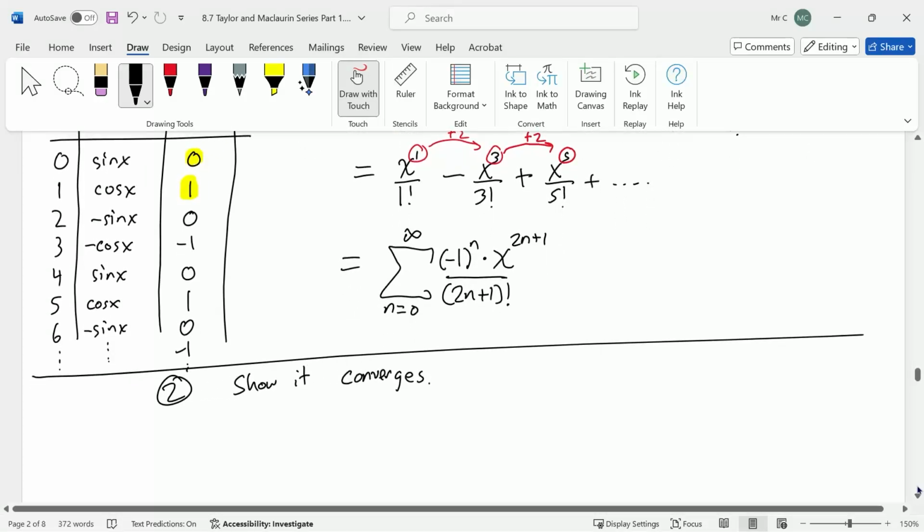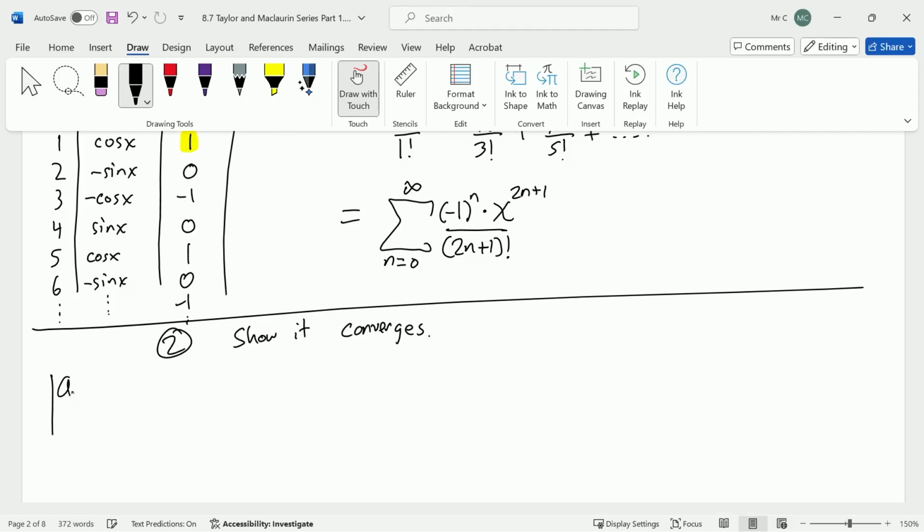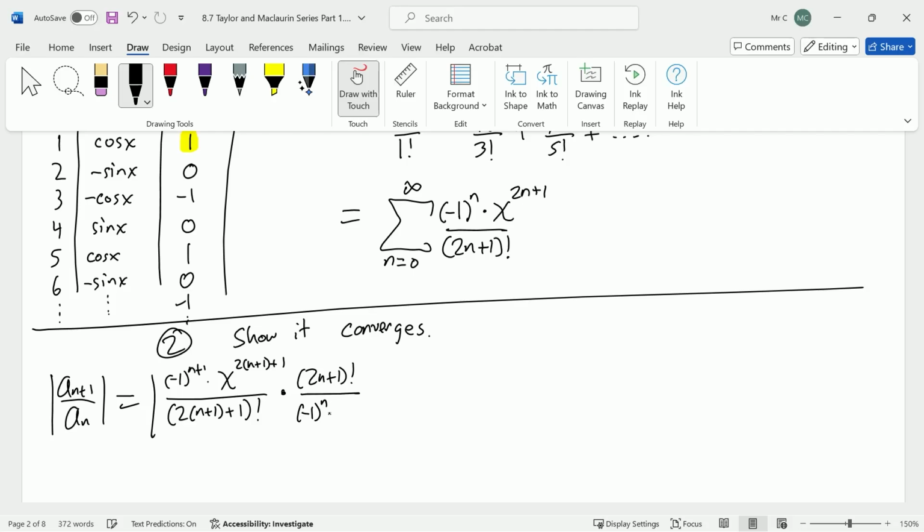We've done a bajillion of these at this point, so the absolute value of a sub n plus 1 over a sub n looks like negative 1 to the n plus 1 times x to the 2 times n plus 1 over 2 times n plus 1 factorial. And instead of dividing by the other term, I'm going to just jump straight to multiplying by the reciprocal, which will give me 2n plus 1 factorial over negative 1 to the n times x to the 2n plus 1. And then we'll rewrite this a little bit.